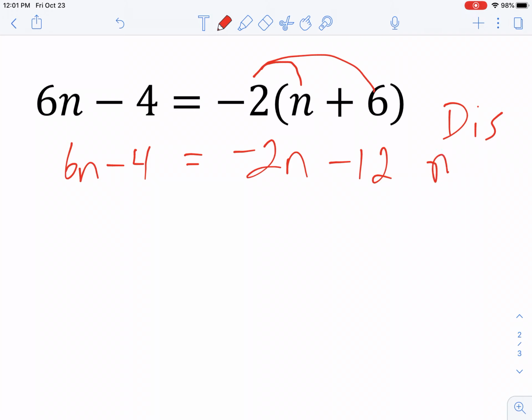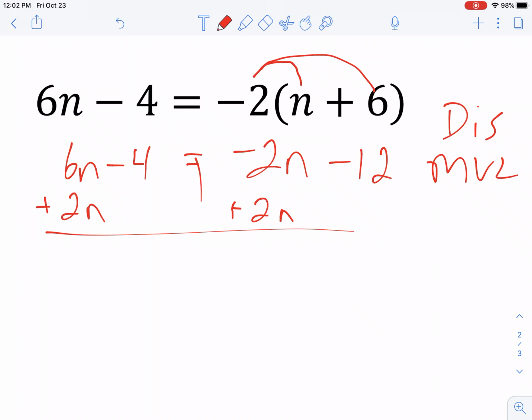And then I want to move the variable to the left. I'm going to do that by adding 2n to both sides of the equal sign. So 6n plus 2n is 8n, minus 4 drops down. It's equal to, those cancel out, negative 12.